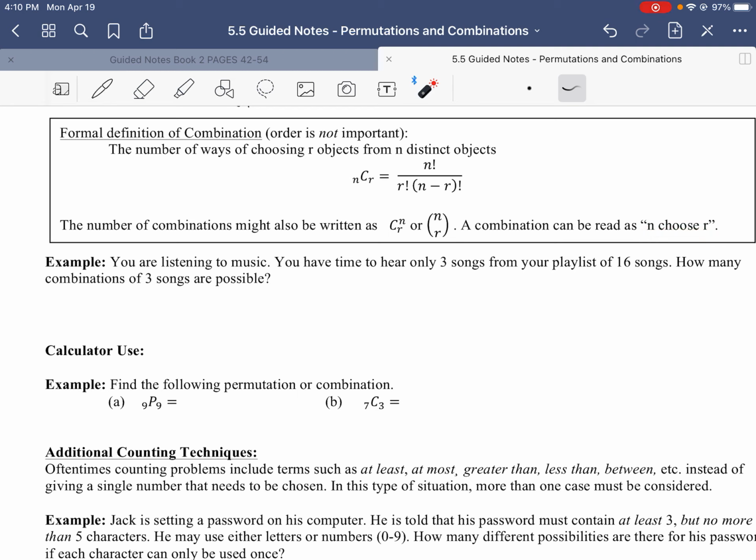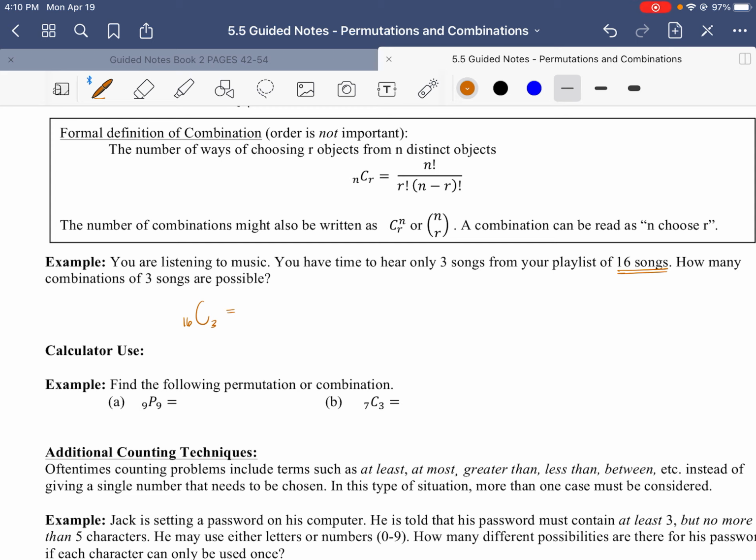It says you're listening to music. You have time to hear only 3 songs from your playlist of 16 songs. How many combinations of 3 songs are possible? Well, you look at your total. So you have 16 songs total, so that's our n value. And you're going to choose 3 of them. You don't really care what order they're in, but how many combinations of just 3 songs could we choose?